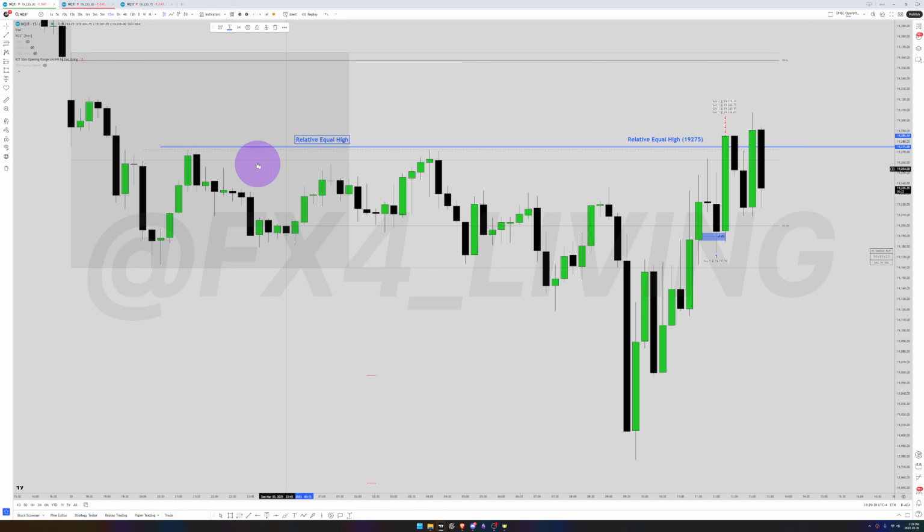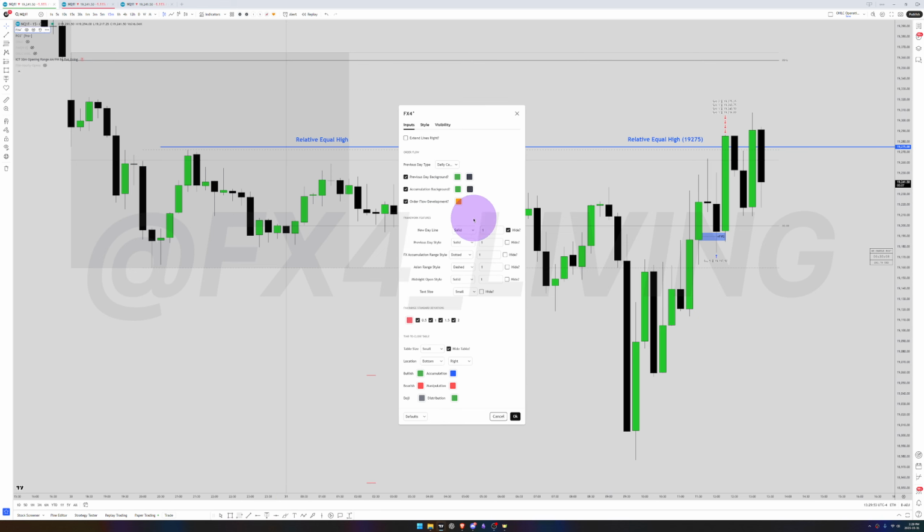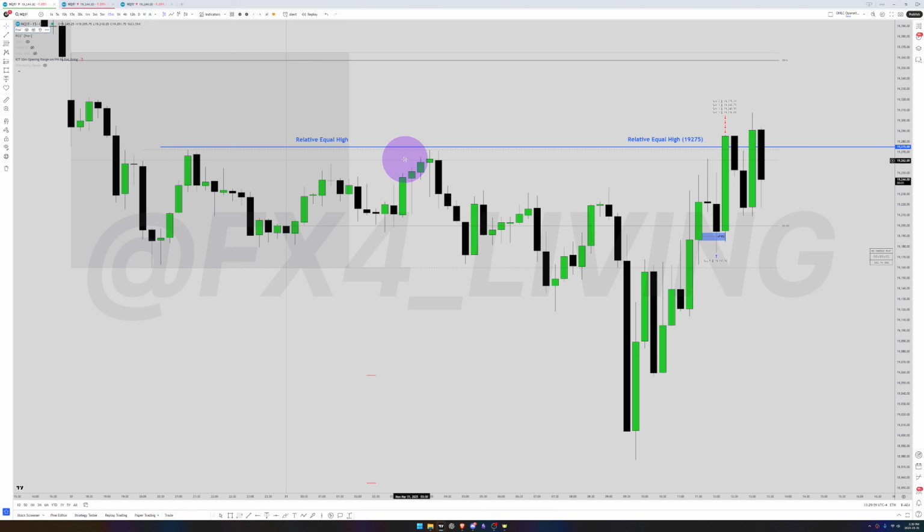That relative equal high was my drawn liquidity if everything can be aligned for a buy side run, right? And I can see right here that it's actually confirming itself. So that was the Asia high right here. Like that dashed line that you see on the FX4 model, that's the Asian range style. So that's the dashed line that we see right here.